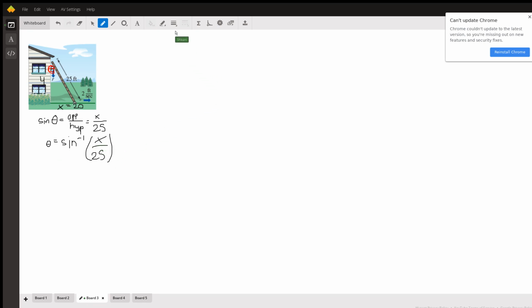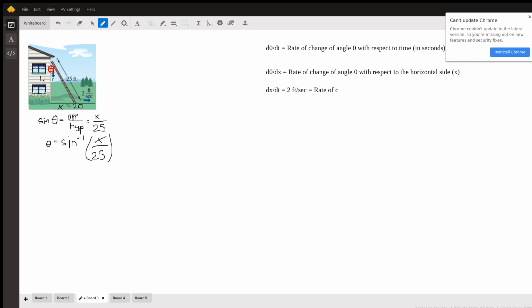And again, I'm going to write down some definitions before we proceed with the problem. d theta over dt is the rate of change of angle theta with respect to time. d theta over dx is the rate of change of angle theta with respect to the horizontal side x. And dx over dt is 2 feet per second, the rate of change of the horizontal side x with respect to time in seconds.